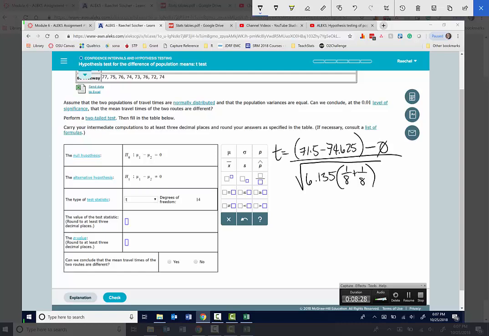And the expected value is 0. Remember from our null hypothesis, we're expecting there to be no difference between the groups. And then that's divided by the square root of the pooled sample variance times 1 over n1 plus 1 over n2. So let's go ahead and solve this. Here are the calculations for the t-value, so you can pause the screen if you need some time to look over that.